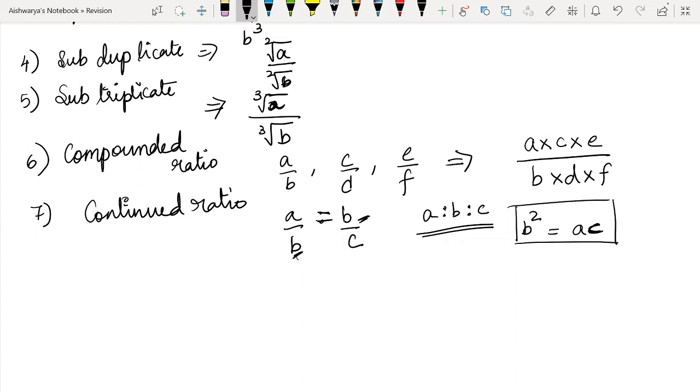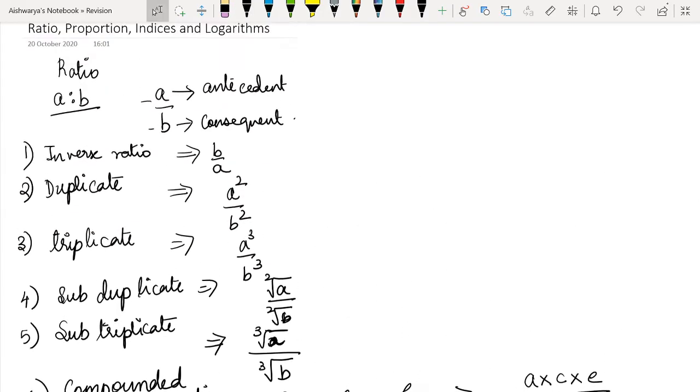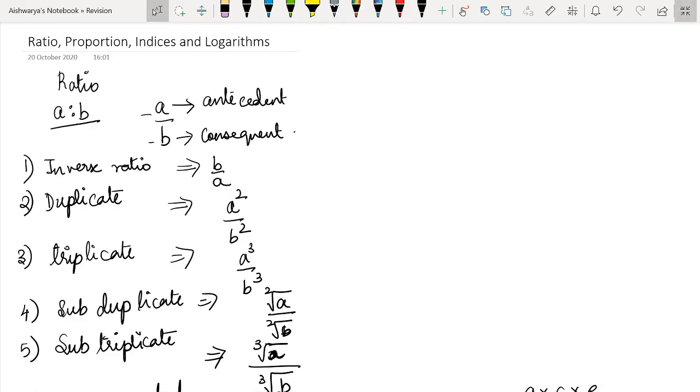Now that you have done ratios, these are the basics of ratios. The questions will float around these concepts only. I'll show you proportions also. Proportion, similar thing. Proportion is nothing but equality of two or more ratios. So equality of two or more ratios, A by B and C by D.